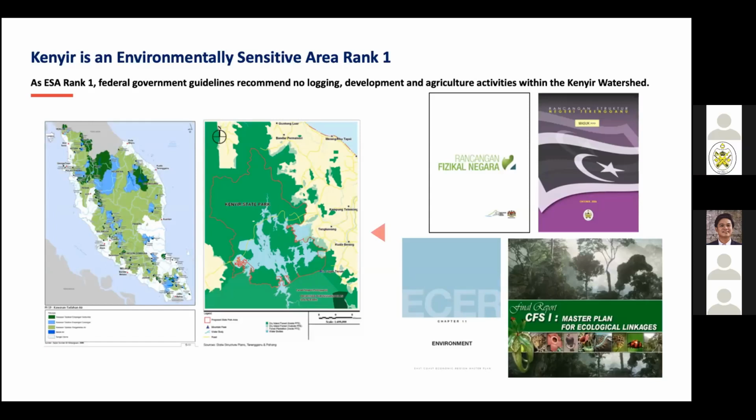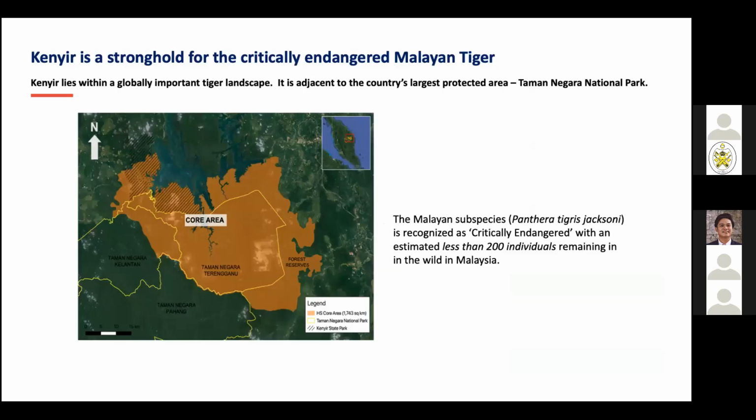We also know it's part of the Central Forest Spine Plan, PL7, I think. It's included within the Kenyir catchment. We also know it is an important area. It's an important tiger habitat. Kenyir is located within an important tiger habitat area. It's also next to Taman Negara, the biggest PA in Malaysia. It's a very important tiger landscape.